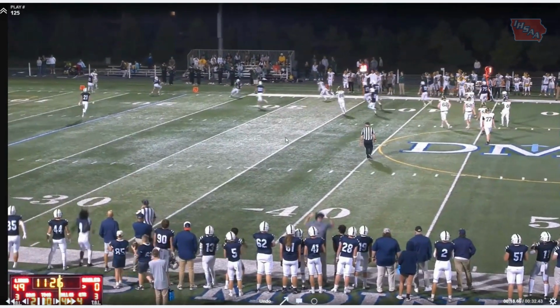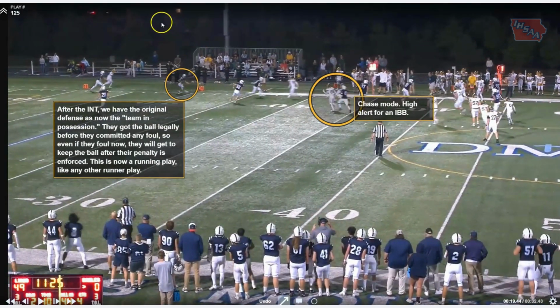So here, first of all, we've got an interception. And again, after the interception, the original defense now has the team in possession. So they got the ball legally before they committed any foul. So even if they foul now, they will get to keep the ball after their penalty is enforced. That's called the clean hands principle. And this is now a running play, just like any other running play. It's just a running play. So end of the run is our basic spot.